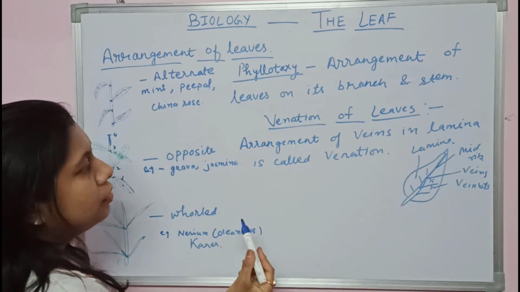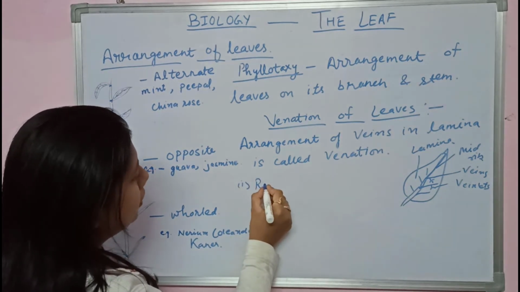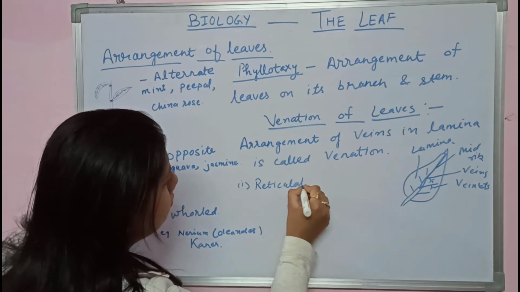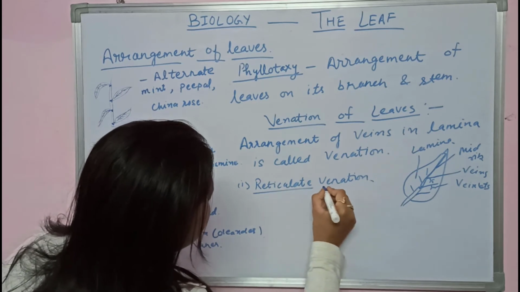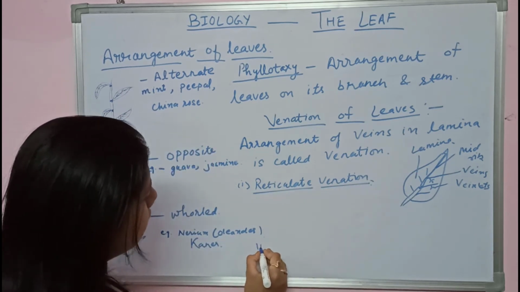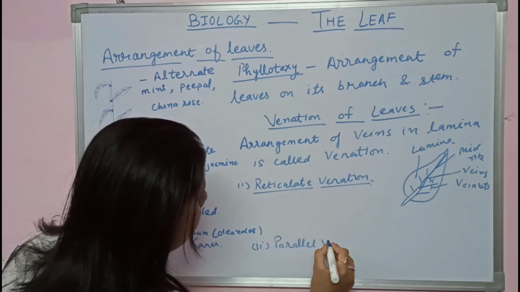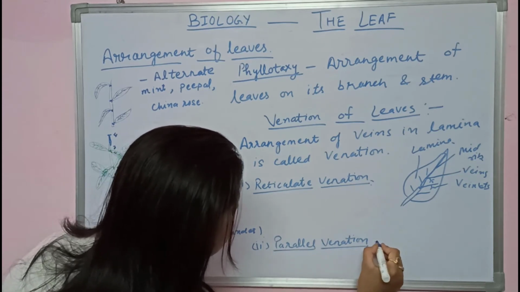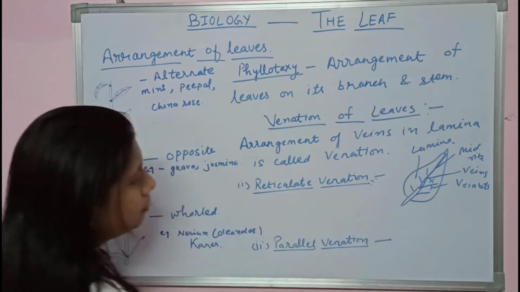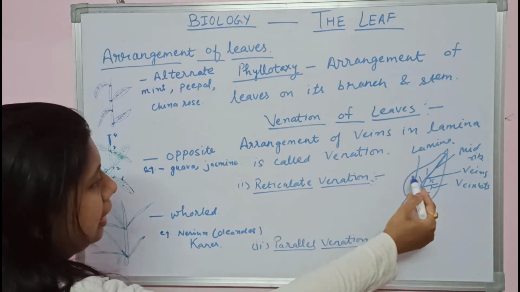There are two types of venation found in leaves. The first one is reticulate venation, and the second one is parallel venation. In reticulate venation, veins and veinlets are arranged in the lamina in an irregular shape.